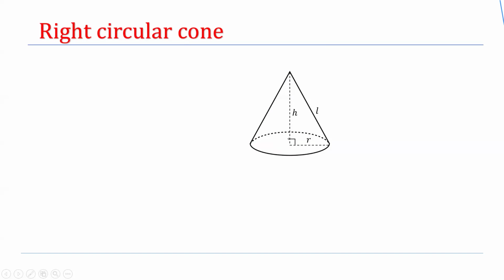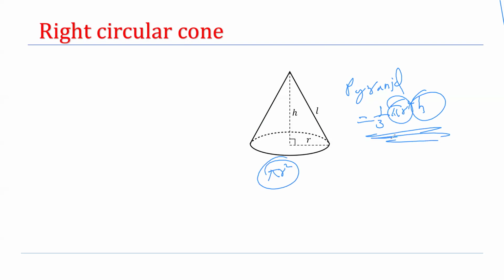Sir, base is pi r square. What is this called, a pyramid or prism? Pyramid. So what is the pyramid volume? 1 by 3 into base area into height. So base area is pi r square and height is h. Right? You understand that? Yes, sir.